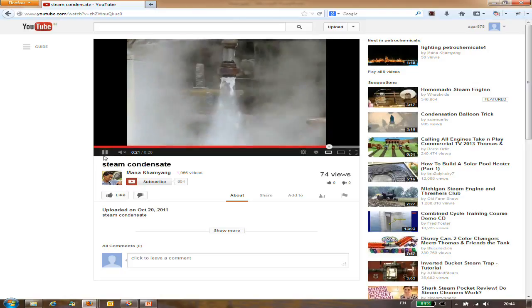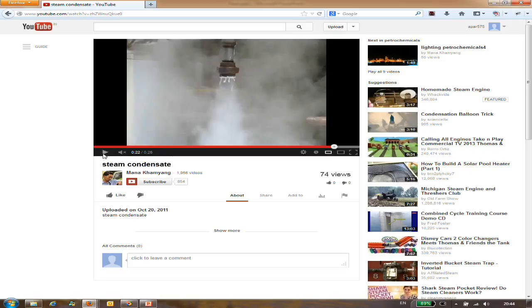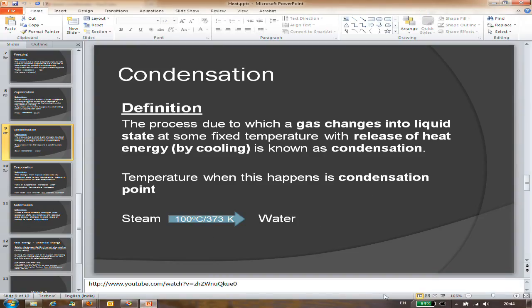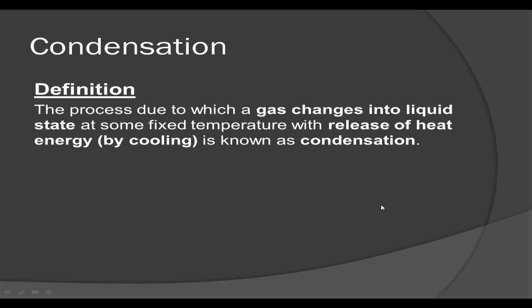Is that clear? So here the steam is releasing heat energy, and it is changing from gaseous state to the liquid state. So just opposite to boiling, and it happens at the same temperature. Okay, let's go back and see the definition of condensation. The definition is: a process due to which a gas changes to the liquid state at some fixed temperature with release of heat energy by cooling is known as condensation. Very clear definition. Changes from gaseous state to liquid state at a fixed temperature because of release of heat energy.